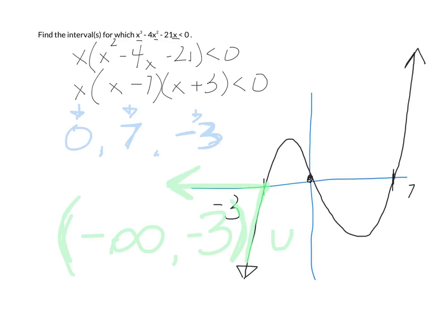Okay, and then again in between 0 and 7, the y values are also negative. So I have two separate intervals on my graph where the y values of this equation are going to be less than 0. Graphically speaking, that means when the graph is below the x-axis. And we write it as an interval from negative infinity to negative 3, and then again from 0 to 7, or where the graph is below the x-axis.